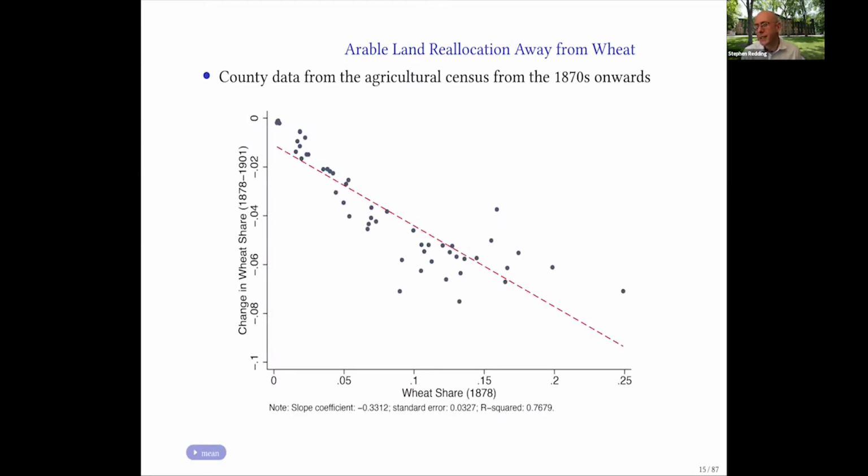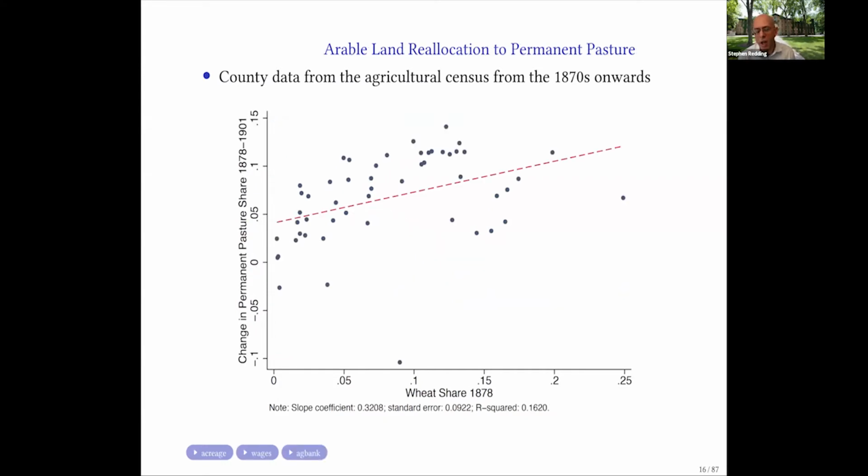Within agriculture, we see a systematic reallocation of agricultural land away from wheat. So this is showing you the change in wheat share of land against the initial level of wheat share. And you see this very stark downward sloping relationship with an R squared of 0.77. It's not driven by mean reversion because you see a very different pattern for all the other categories of agricultural land use. And in fact, if you plot the change in permanent pasture against the initial wheat share, you see that wheat land is reallocating towards permanent pasture, again, consistent with the story we're telling from this grain invasion.